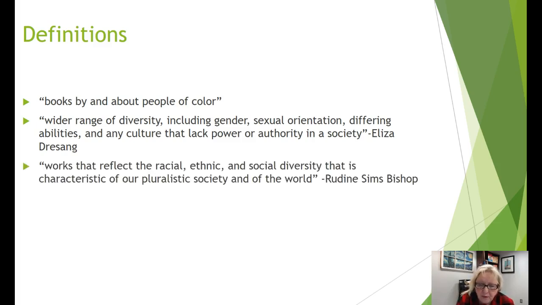Rudine Sims Bishop was the person who first began to use the phrase windows and mirrors in research. In other words, books able to be windows into a different world. For example, if you are not of a marginalized culture, by reading about them, hopefully if it's a well-done book, you can learn something about them. And then books that are mirrors, books where people who are not in the dominant culture can see themselves.